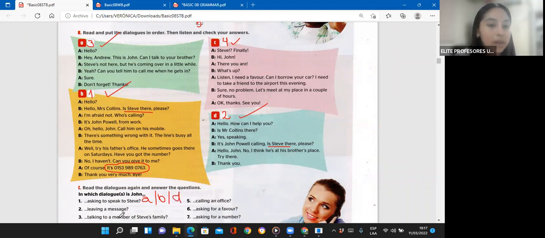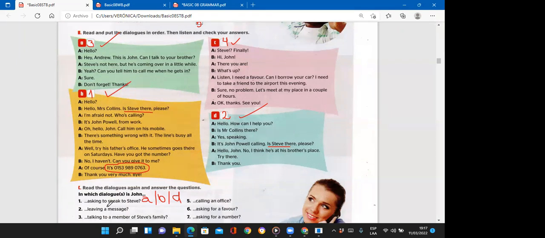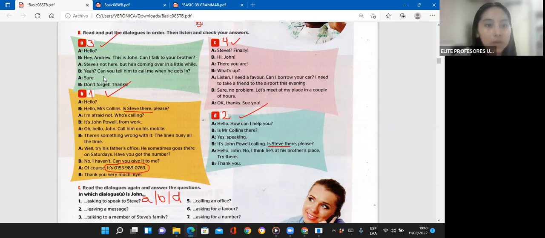In which dialogue is John leaving a message? Okay, this is the last one. Now, right after that, we are over with the class. Leaving a message. A. A, can you tell him to call me when he gets in? Okay, A. Yes, I think that's the right answer. Just A.